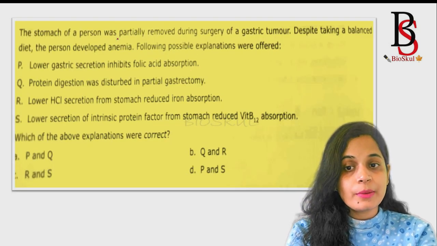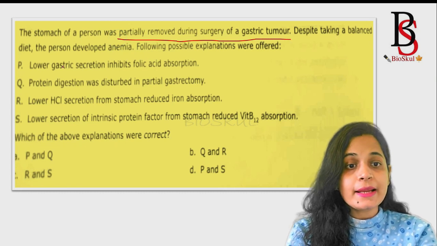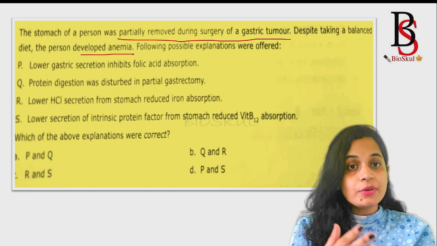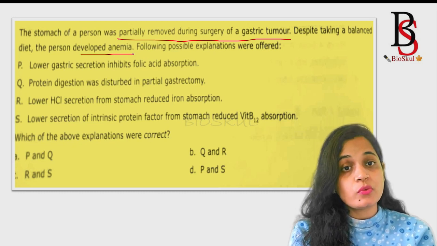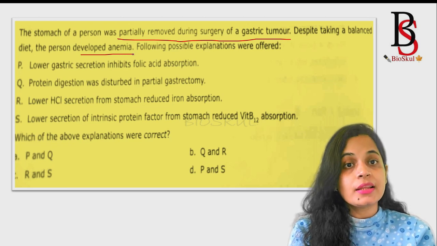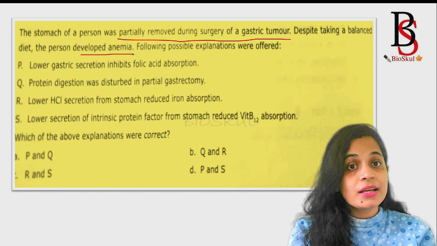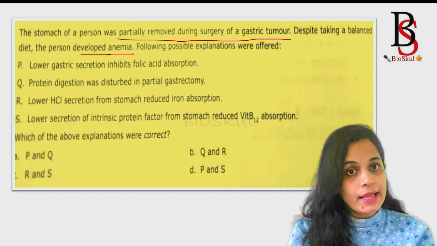The stomach of a person was partially removed during surgery for a gastric tumor. Despite taking a balanced diet, the person developed anemia. So after the gastrectomy, the person developed anemia. The following possible explanations were offered. If the gastrectomy occurred, then what will happen? The parietal cells will not secrete the intrinsic factor, and without the intrinsic factor, vitamin B12 cannot be absorbed. That leads to the deficiency of vitamin B12, which causes megaloblastic anemia.